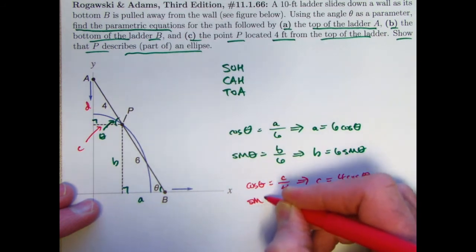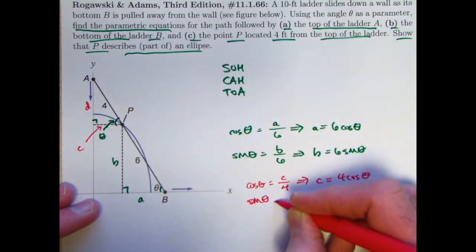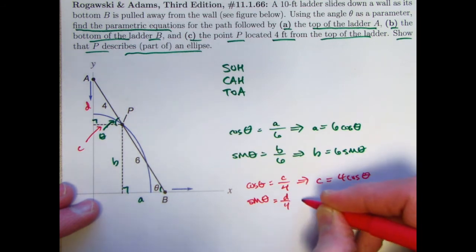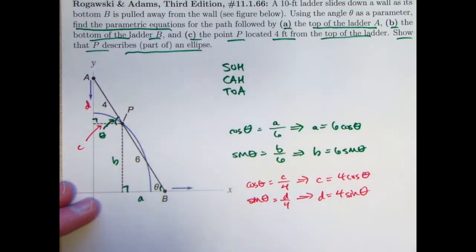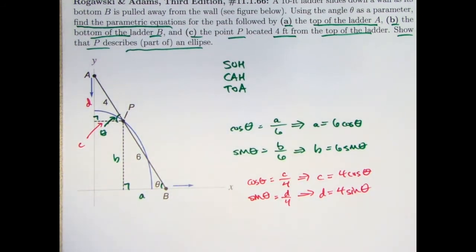And the sine of theta, based on this triangle, would be D over 4, opposite over hypotenuse, and therefore D is 4 sine theta. All right, is that helpful? If you think about it, it's very helpful.